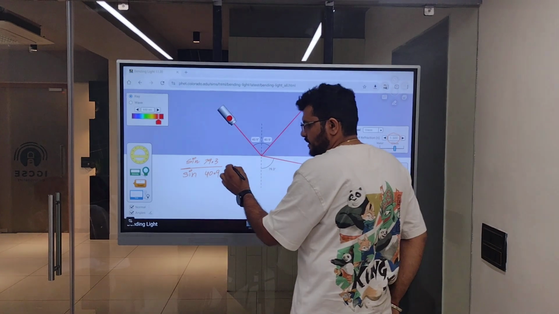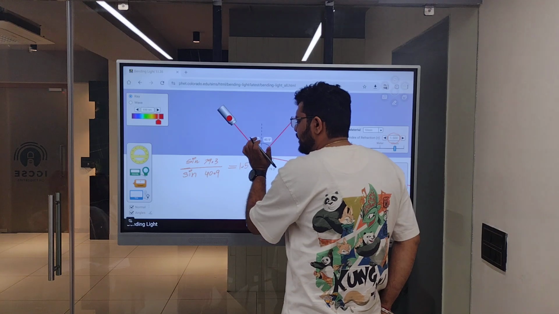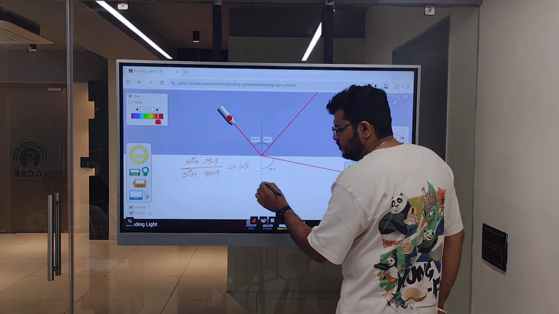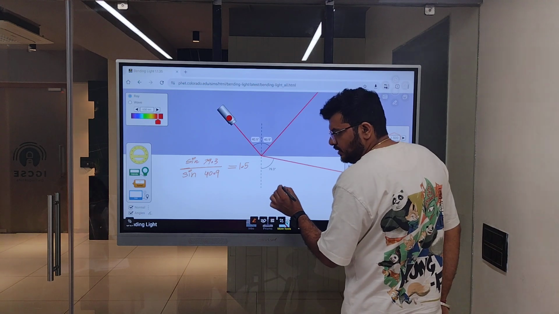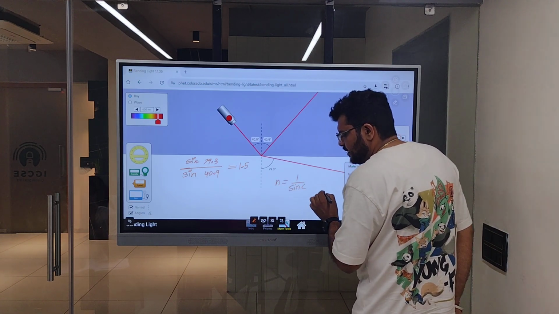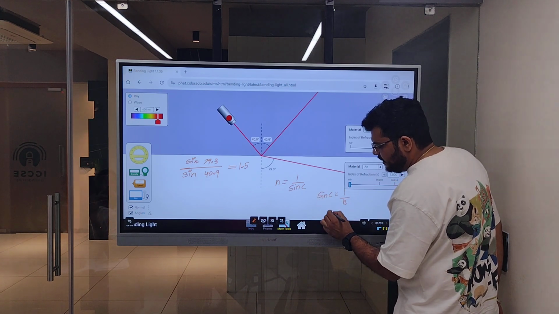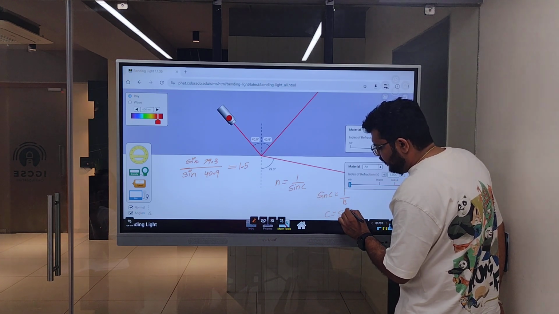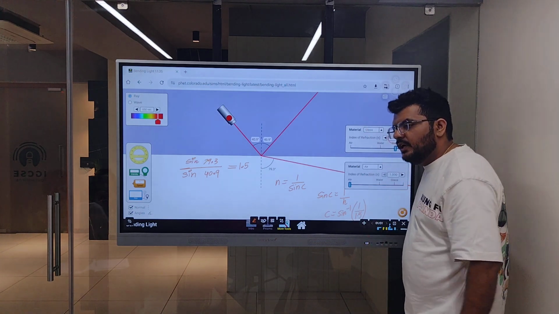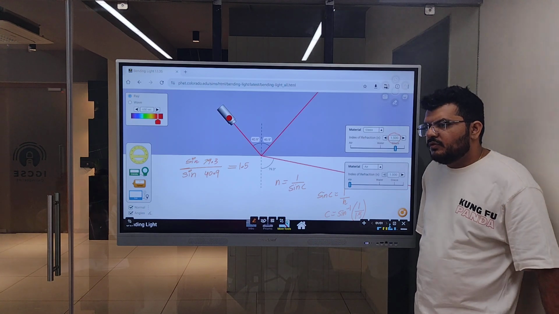1.500. Exactly. So can I write it as 1.5? Now, can we use the same formula? n is equal to 1 upon sin c. Can I write sin c is equal to 1 upon n, and c is nothing but sin inverse of 1 by 1.5. Here the value of n is 1.5. Find out and tell me what is the value of the critical angle.